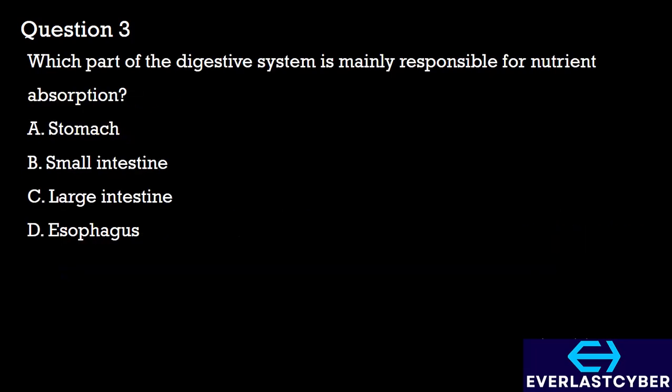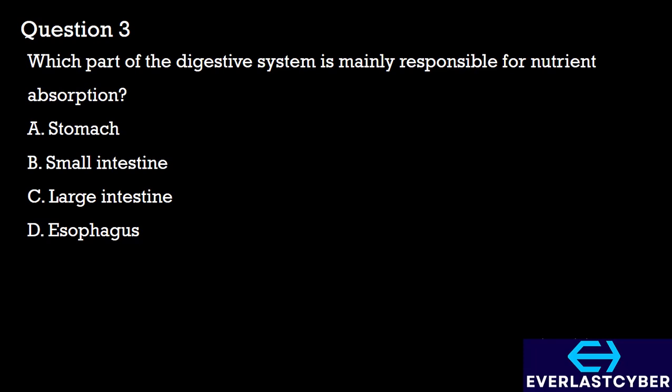Question 3. Which part of the digestive system is mainly responsible for nutrient absorption? A. Stomach. B. Small intestine. C. Large intestine. D. Esophagus. The stomach is responsible for breaking down food with digestive enzymes and acids. However, it is not for nutrient absorption.